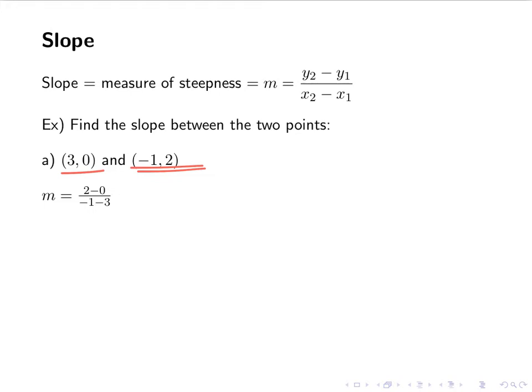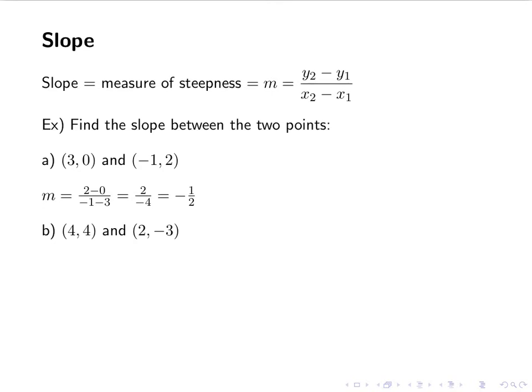So I'm taking the difference in my y's, so 2 minus 0, dividing it by the difference in my x's, negative 1 minus 3. Then I do it out, I get 2 over negative 4. Now it is a fraction, you always have to make sure that you simplify these. So this is the same as negative 1 over 2. So the negative tells me that my line is decreasing.